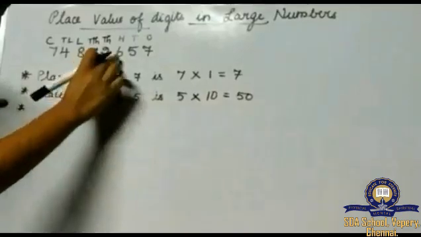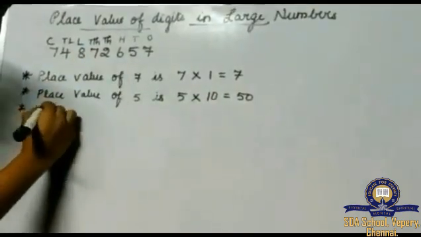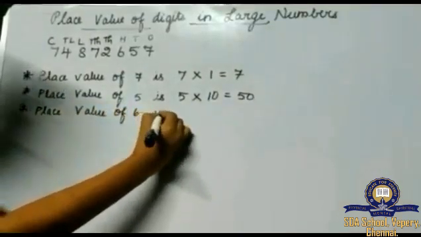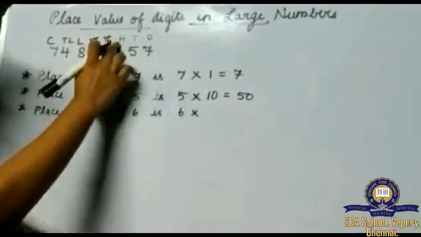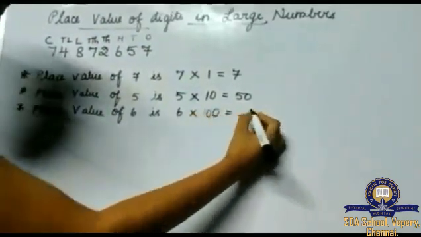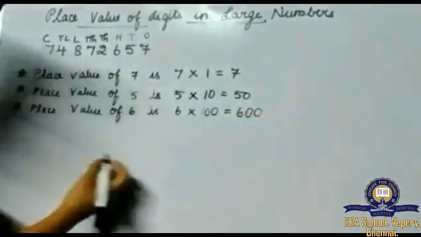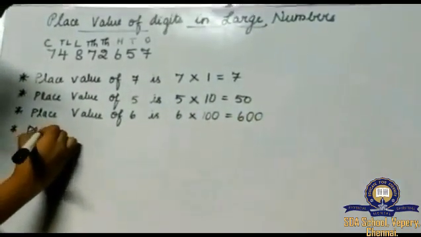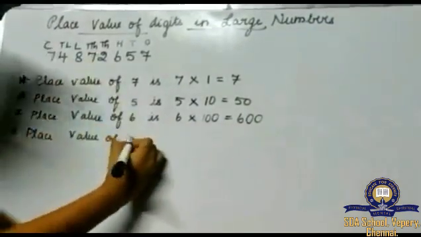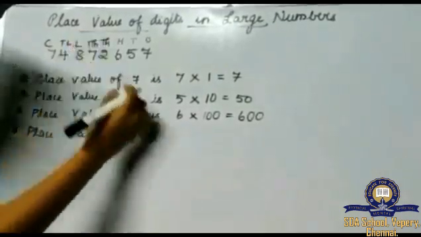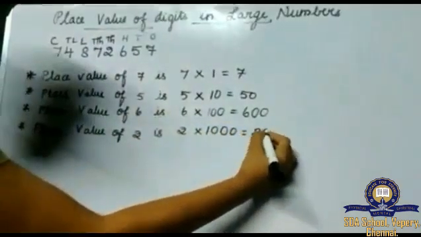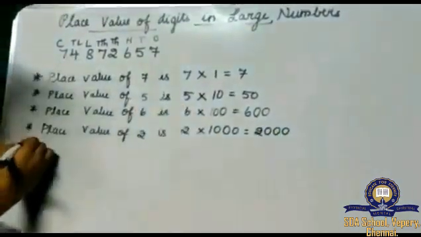So we'll move on to the next number, which is 6. So place value of 6 is 6 into, since it is in the hundreds place, you will be multiplying it with 100. So 6 into 100, you will be getting 600. Next, the place value of 2. 2 is in thousands place. So you will be multiplying 2 with 1000. You will be getting 2000.